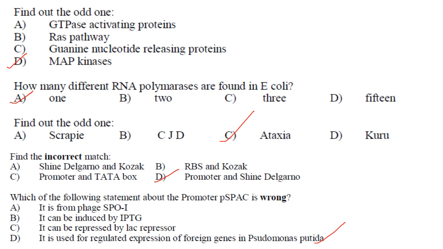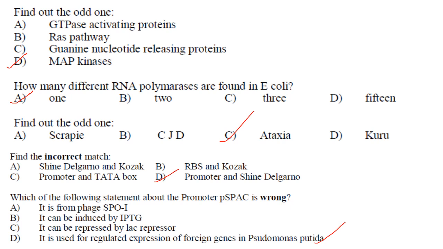Find the incorrect match. Shine-Dalgarno and Kozak. So it is a ribosome binding sequence in prokaryotes, and Kozak is a ribosome binding sequence in eukaryotes. Option B, RBS and Kozak. Kozak is an RBS, so that is also correct. Promoter and TATA box, that is also correct. Whereas promoter and Shine-Dalgarno, Shine-Dalgarno is not a promoter. So option D is the incorrect match.